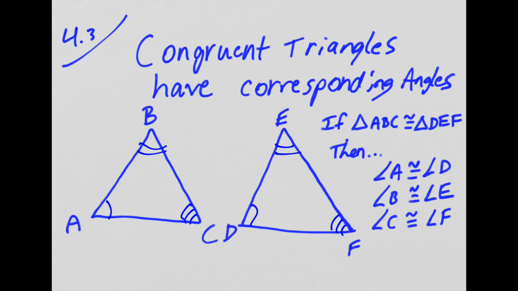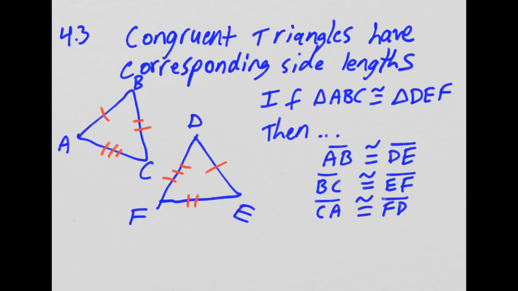The actual diagrams might not totally match up if one of the triangles was rotated. We pay attention to the order of the letters. Congruent triangles also have corresponding side lengths. So if triangle ABC is congruent to DEF, side AB is going to match up with side DE. So in this diagram, the triangles have been rotated, and I can mark those side lengths as congruent. And a similar thing with BC and EF, and CA and FD.